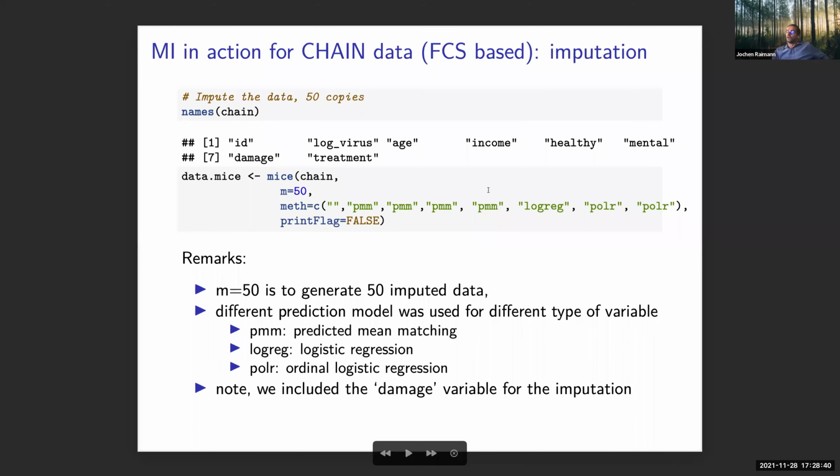Okay, sorry. So we will now impute the data. We will create 50 copies, so that's 50 imputations. We're creating data mice from our chain package, so we call the function mice. We're using chain, and we're doing 50 imputations, so 50 copies, 50 imputed datasets.